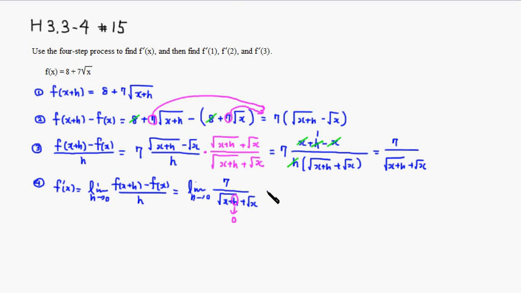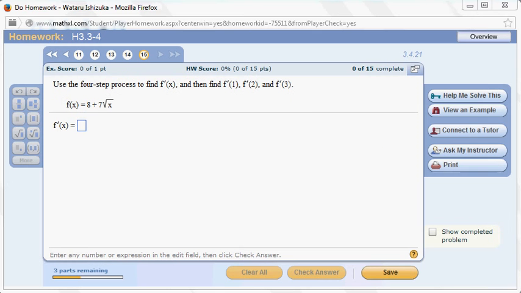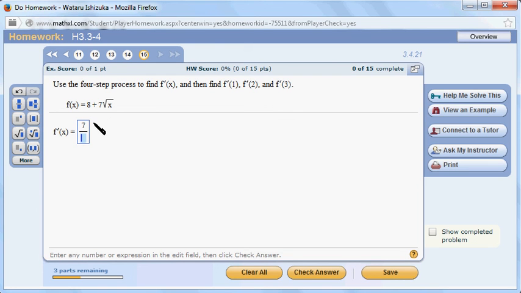Therefore, we have 7 over square root of x plus square root of x, so there are 2 of those, so 2 square root of x. So therefore this is the answer. Let's type it in. The answer we got was 7 over 2 times square root of x.